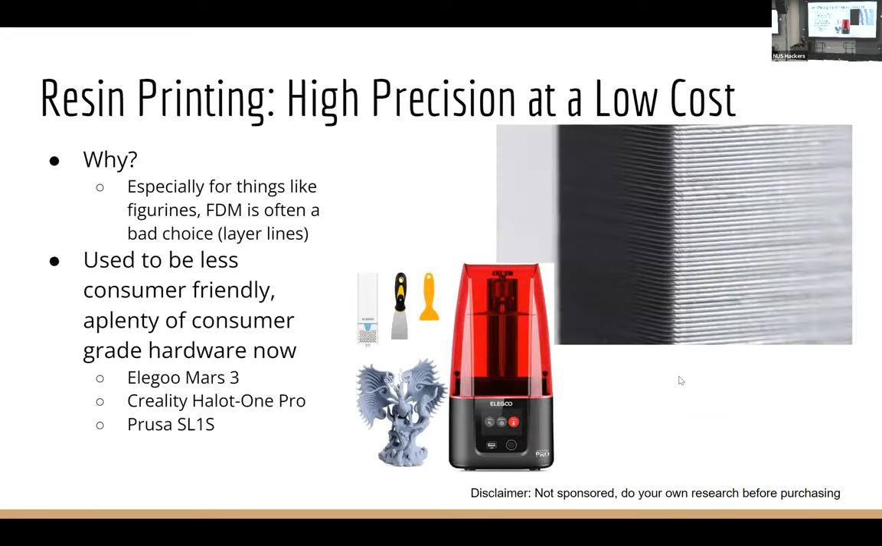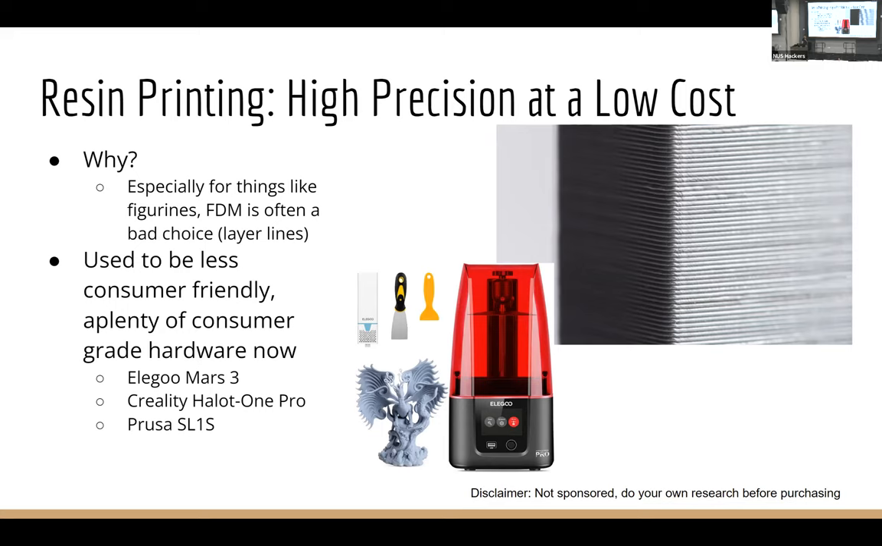And other than FDM 3D printing, the other major 3D printing technique is resin printing. It offers very high precision at a relatively accessible cost. A lot of times if you want very fine details that cannot be achieved by FDM 3D printing, this is the technique of choice. For example, if you have a very small figurine and their hands are just a few millimeters thick or maybe even less than a millimeter, a lot of times FDM 3D printing is impossible, because if you try to print it with FDM, the thing will probably break off halfway through the print.